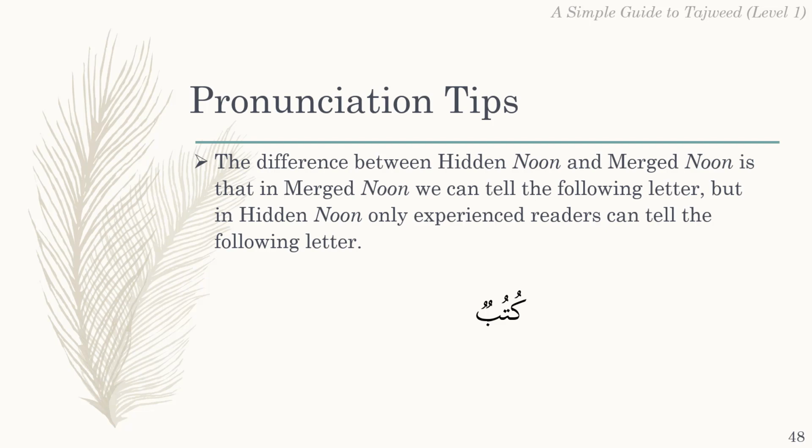The coming letter is letter kaf. كتب ك. This sound, كتب, is also different because the coming letter is tha. كتب ث. But this sound, كتب, is there only if the following letter is letter sheen.